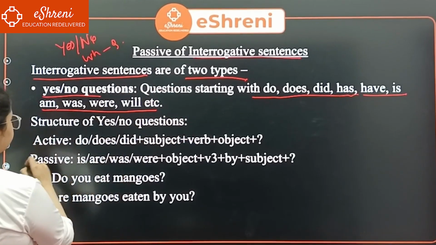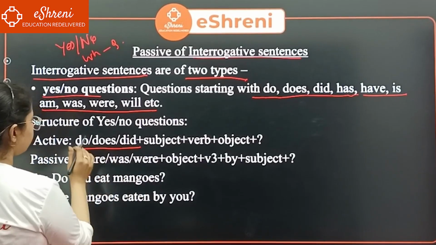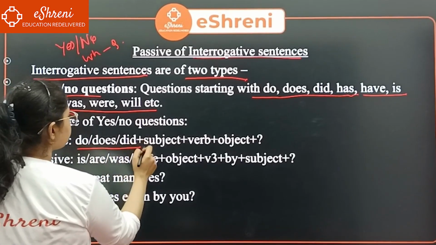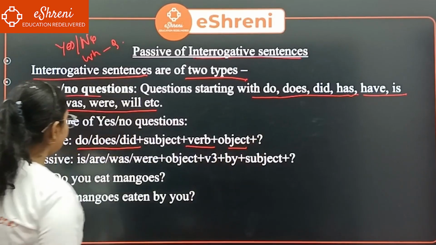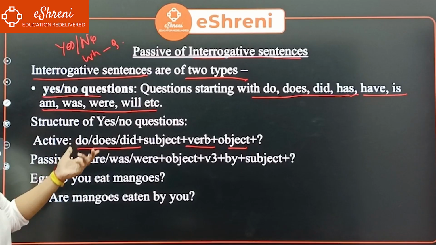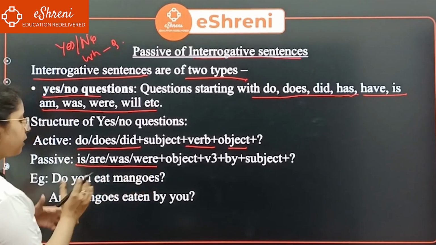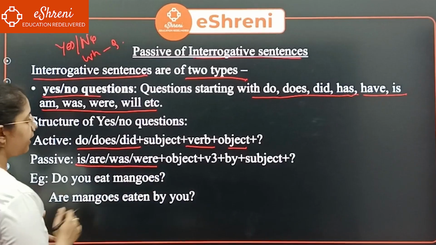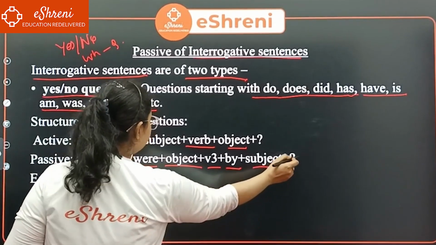First, let's look at do, does, did. How do they change? With do, does, did, the structure is: subject plus verb plus object, then a question mark. That is active voice. When you change it into passive voice, what will it be? Is, are, was, were according to the subject, then the object, then V3, then by, then the subject, and then the question mark.